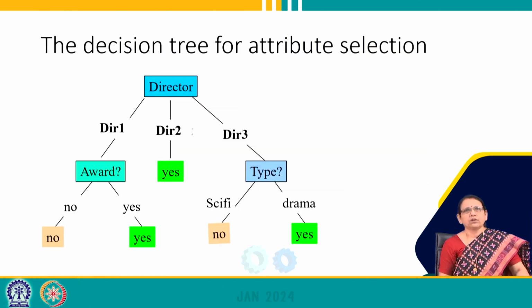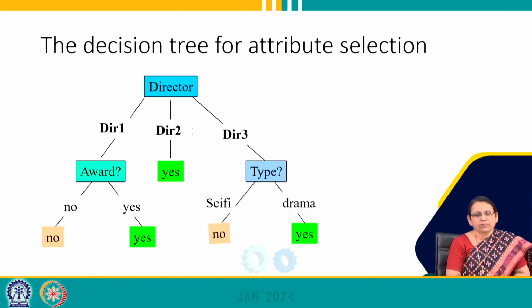Now, decision tree itself can be considered as an attribute selection method. How to construct a decision tree also depends on this concept of entropy, which we are going to see shortly, maybe in the next week, in the next module. So, suppose we make the decision tree.